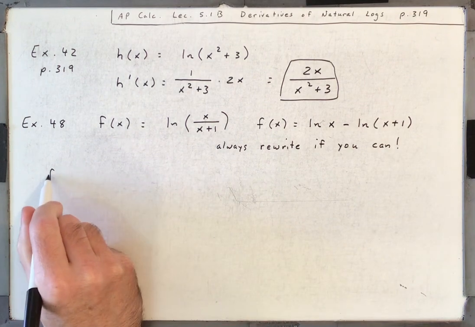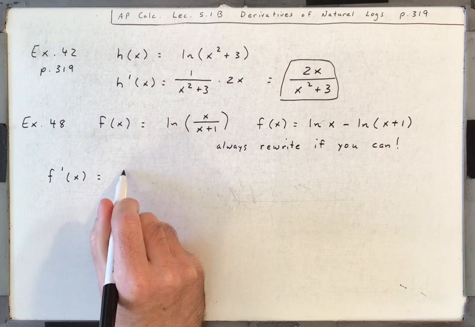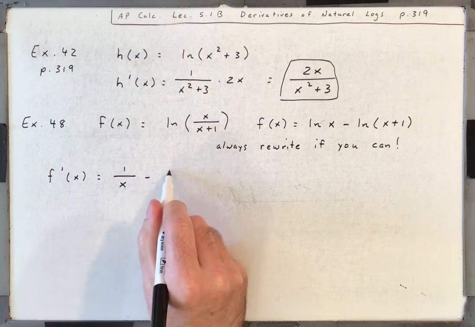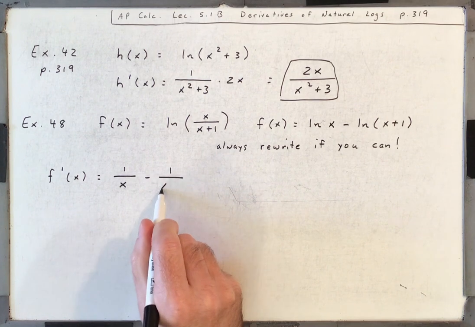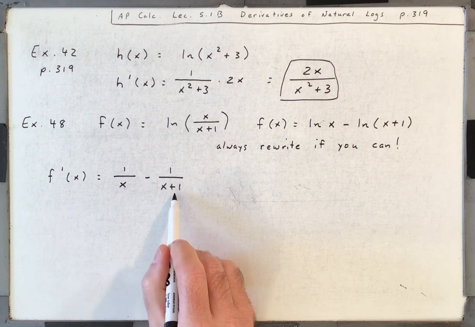Okay, so f prime of x, this is an easy derivative to take. It's going to be 1 over x minus 1 over x plus 1, and then the derivative of x is 1, the derivative of x plus 1 is 1. So that's it. That's all you have to do.